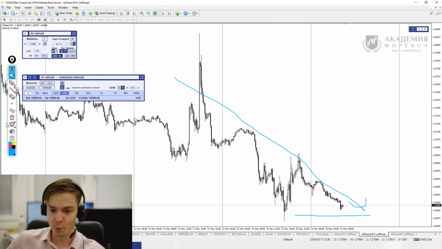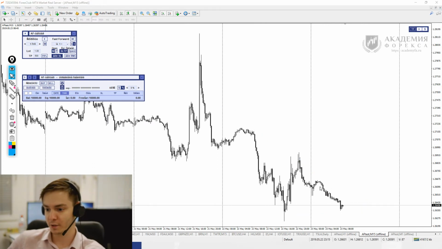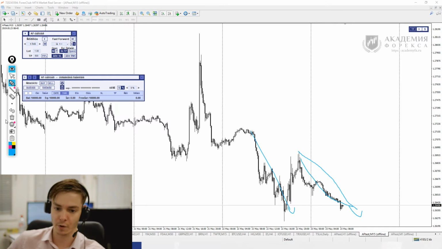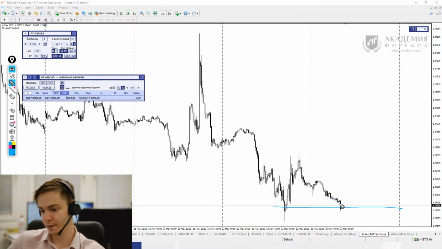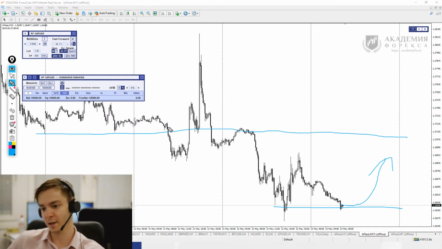So let's look at the M15 time frame and what is happening here. We have this important support, and the order flow is generally slowing down. We have an impulsive movement down here, but the dynamics is slowing down. So probably I would say the market could try to retest this level again.